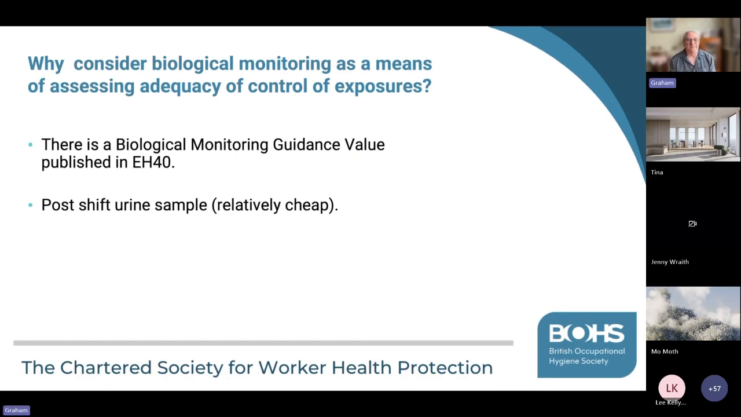Is there another option? Well, the answer is, for the most commonly used isocyanates, there is another option, because we have a biological monitoring guidance value published in EH40. What we can do is look for the metabolites of the isocyanates, the analogous amines, in post-shift urine samples.